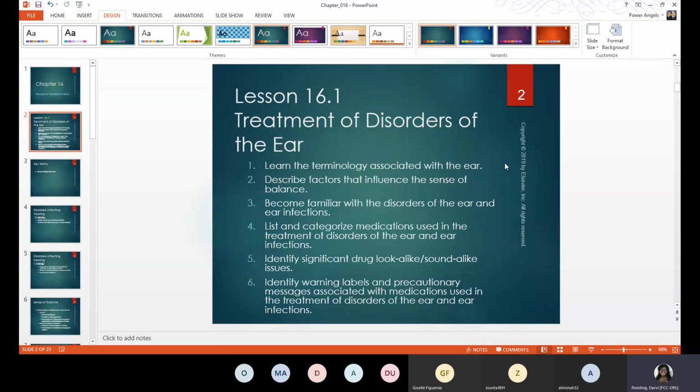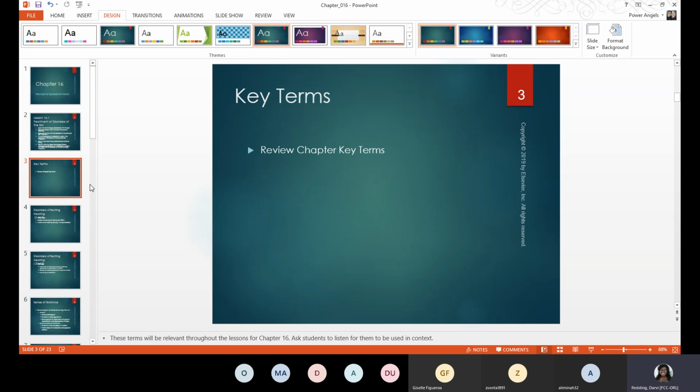You will be able to identify significant drug look-alike, sound-alike issues, and you should also be able to identify some warning labels and precautionary messages that are associated with medications used in the treatment of disorders of the ear as well as ear infections. So some of the key terms when it comes to the ear, you can always refer to your chapter terms. These can be found in both chapter 16 of pharmacology as well as chapter 26 in your pharmacy technician principles and practice book.